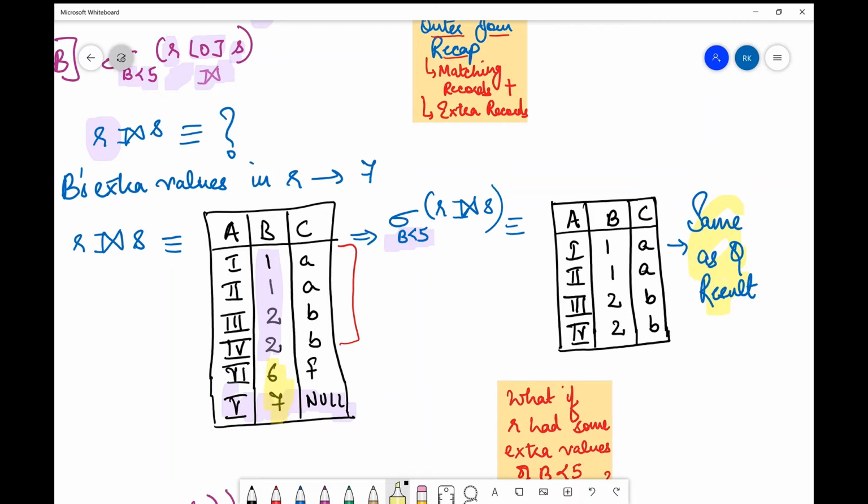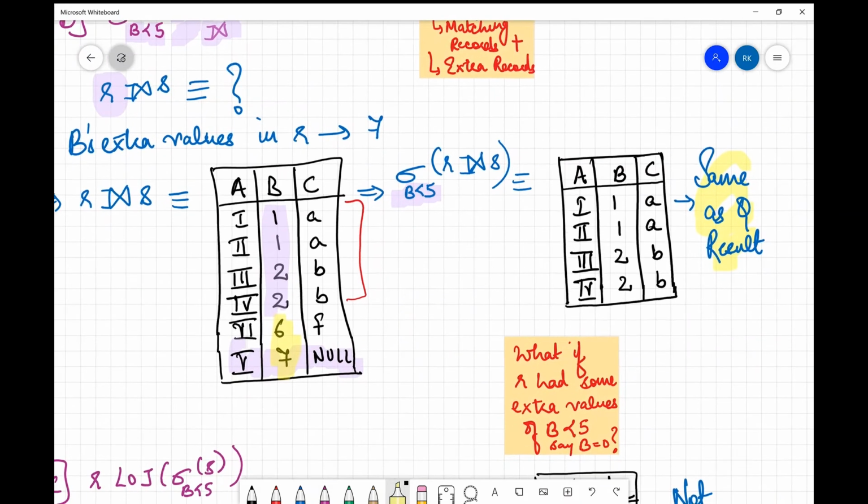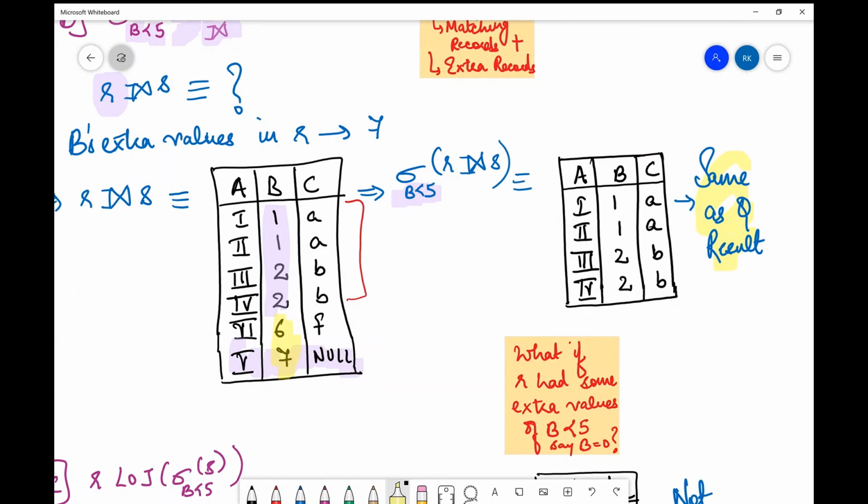But now consider a scenario where, let's say, R also had a value of B which was less than 5 and which was not present in S. So for example, B equals 0. For example, there were some records having B's value equal to 0 in R schema. What would have happened in that case? Just imagine. I'm going to take this point again towards the end of the video, but this is that one striking point which you need to think about.